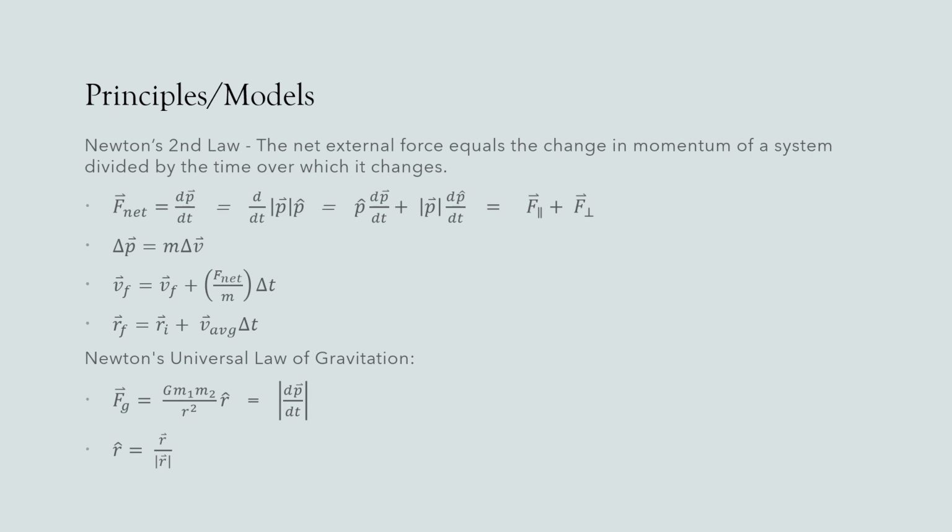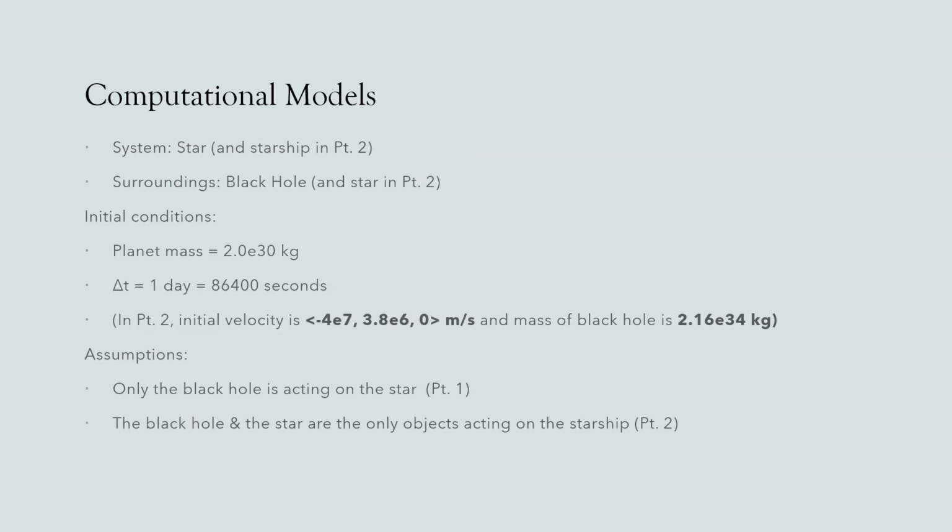Another key physics principle was the universal law of gravitation, in which force is equal to G times both masses over r squared times r hat. This helped in the calculation of the forces acting on the spaceship in part 2 and how it affected its orbit and motion. In these computational models, the system was the star in part 1 and the starship in part 2, while the surroundings were the black hole in part 1 and the star in part 2.